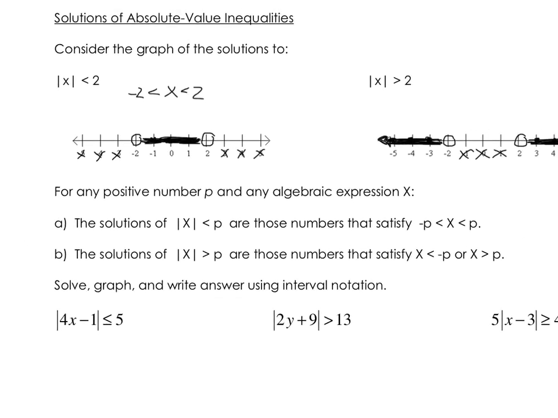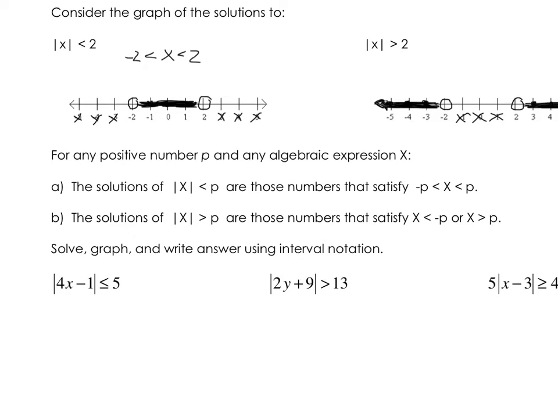So now let's look at our rules for any positive number p and any algebraic expression x. The solutions to the absolute value of x is less than p, very similar to the absolute value of x is less than 2, are those numbers that satisfy x is between -p and p, just like we had x between -2 and 2. So our absolute value is less than, we will have an intersection. We'll have x ranging between values.